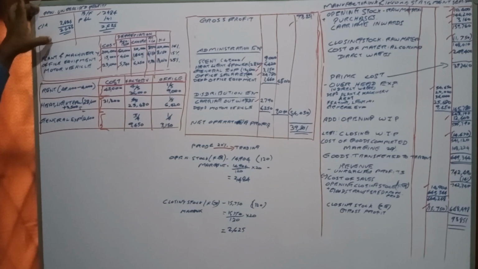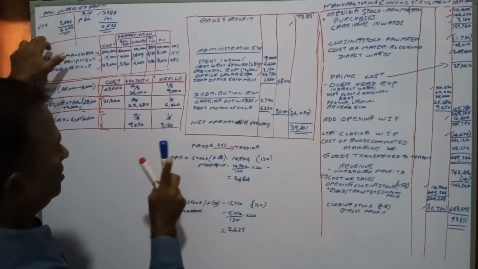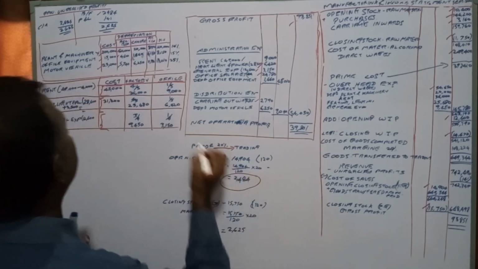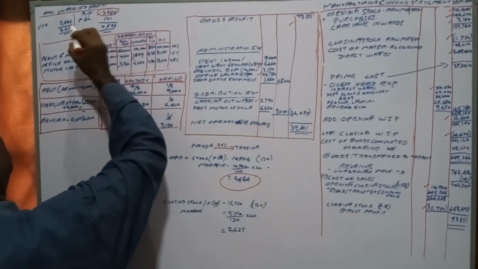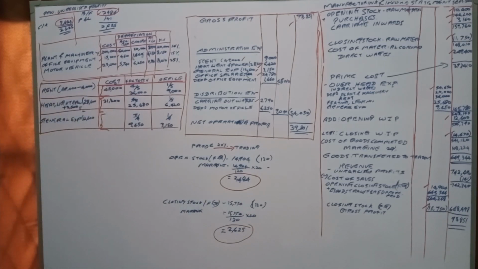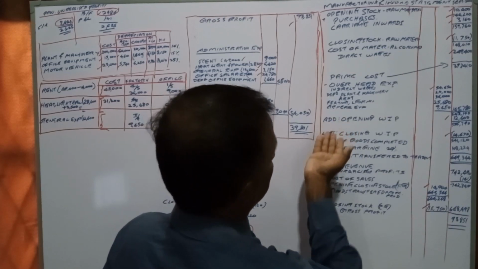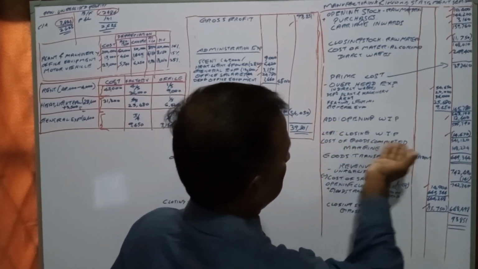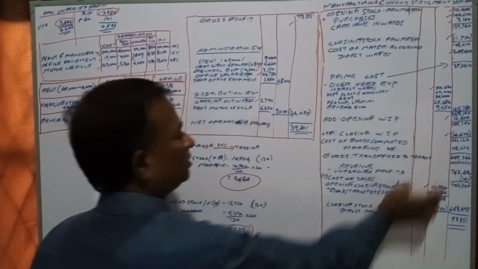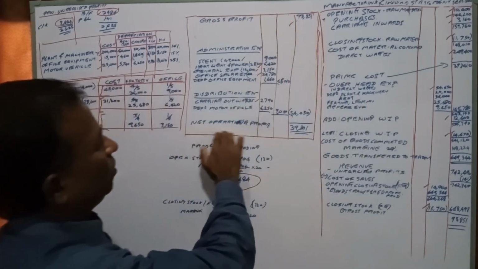So how did we calculate the unrealized profit? For the opening unrealized profit, we have how we got it and how we tallied that. This is the opening one, this is the closing one, and the closing also we have calculated. So we have arrived at prime cost here, and after that the cost of goods completed, and we calculated the margin on that. Goods transferred to the trading account we have also calculated, and we arrived at the gross profit and the net operating profit.